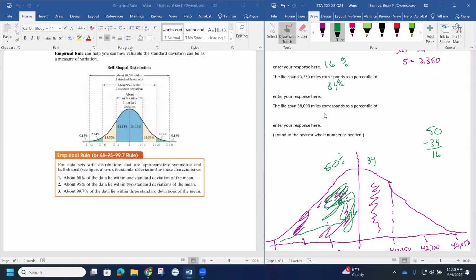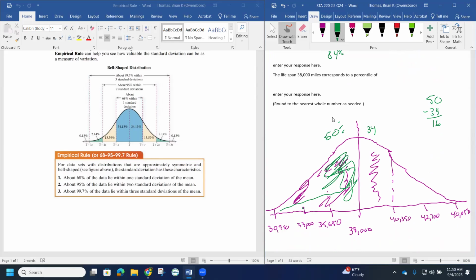The next one says, what's the percentile of tires that make it to 38,000? So notice how 38,000 is the mean. That's halfway across. So that would be 50%. So using the empirical rule, half the data would be left of the mean and half the data would be to the right of the mean. So 50% of your data would be the percentile. So 50% of the tires make it up to 38,000.